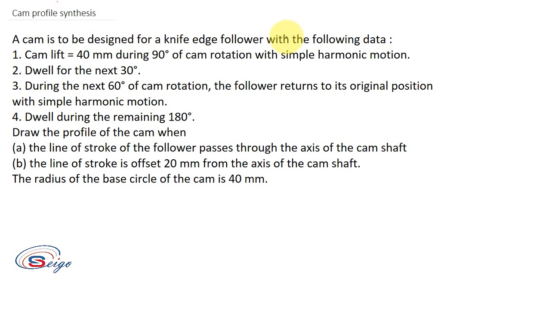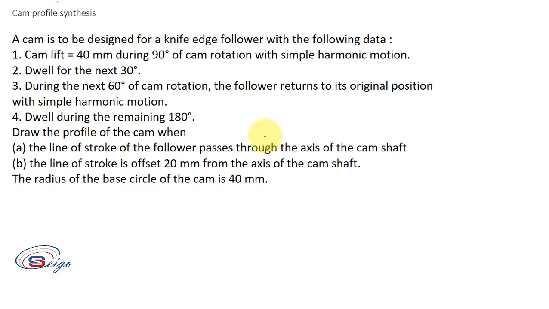Dwell for next 30 degree. During the next 60 degree of cam rotation, the follower returns to its original position with simple harmonic motion. Again, a dwell during the remaining 180 degree. Draw the profile of the cam when A, the line of stroke of the follower passes through the axis of the camshaft, and B, the line of stroke is offset to 20 mm from the axis of the camshaft.